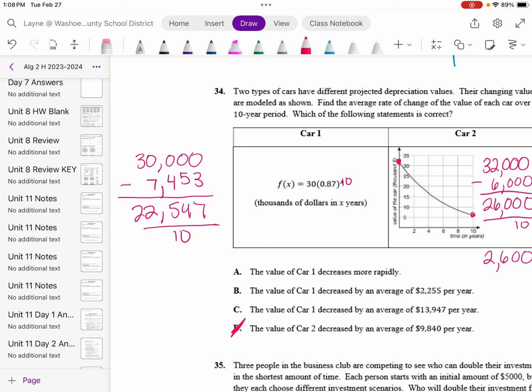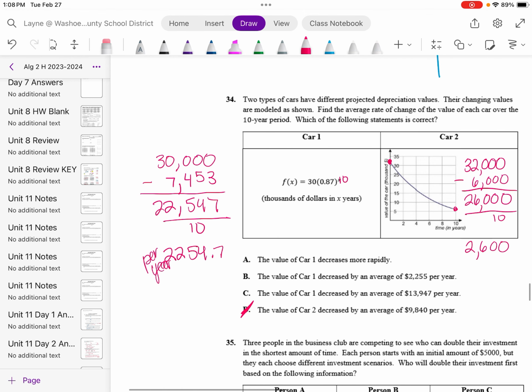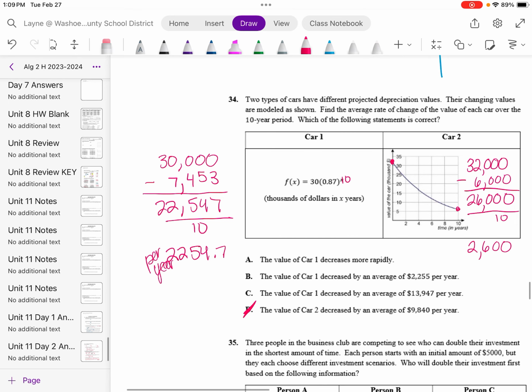So it went down by about 2254.7 per year. That's how much car one decreased by. So which one decreased more rapidly? Car one. So actually, sorry, I was confusing myself for a second.